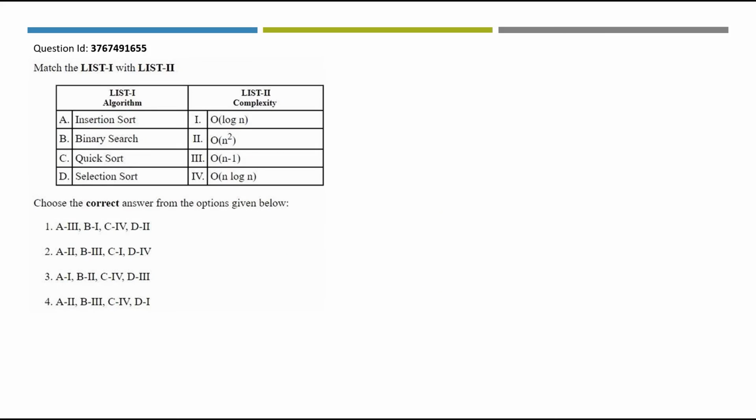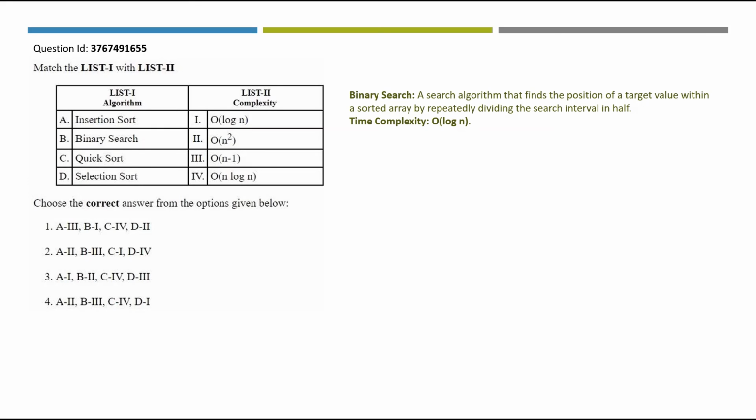Next question. Match the list 1 with list 2. List 1 has search and sort algorithms. List 2 has complexity. Let's start with binary search. A search algorithm that finds the position of a target value within a sorted array by repeatedly dividing the search interval in half. If there are going to be n elements, you are going to consider only n by 2 elements at a time, which is going to have the complexity of big O of log n.